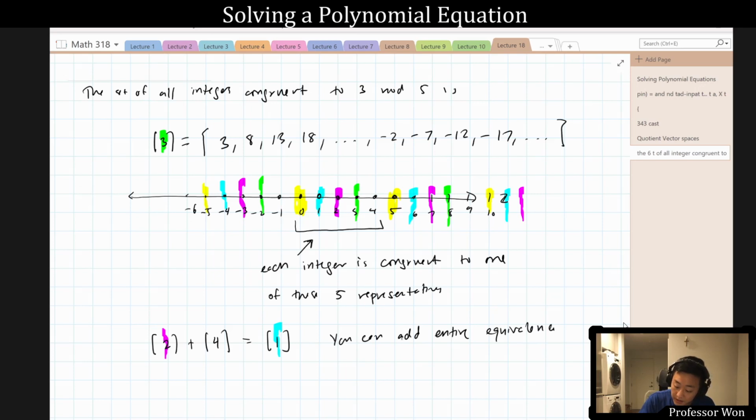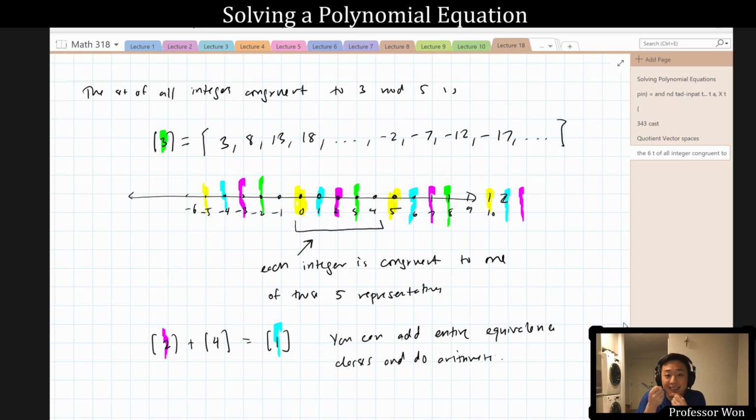And you can do arithmetic. Right? You can also multiply. If you ever multiply a pink number times a white number, you'll always get a green number. So the idea behind quotient vector spaces is kind of similar. What you can do is take a vector space and split it into parts.